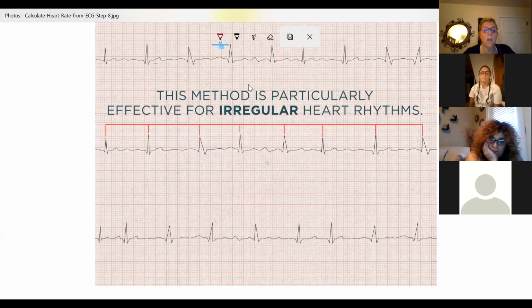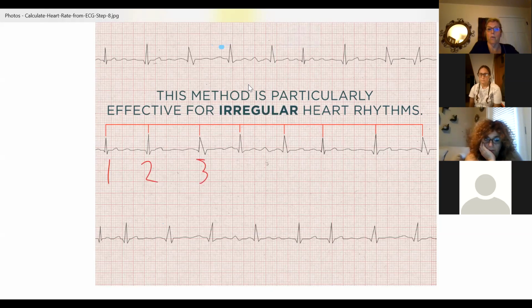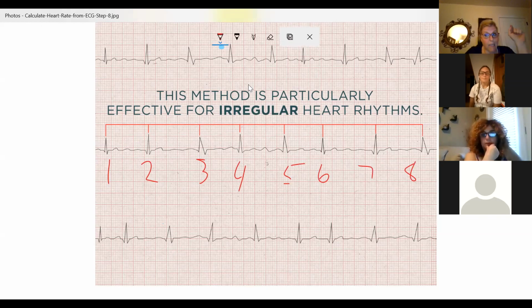Now, we know this is irregular, okay? We can't decide this any other way. So here's our 6 second strip. Let's look at this row here. Count these complexes. How many do y'all see? 1, 2, 3, 4, 5, 6, 7, 8. Can you tell me exactly what the heart rate is? It's about 80. It's approximately 80 because it's irregular.